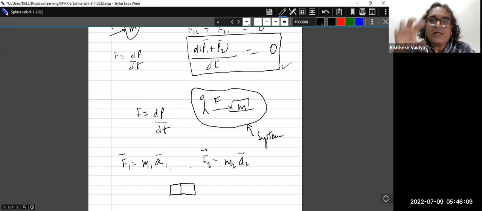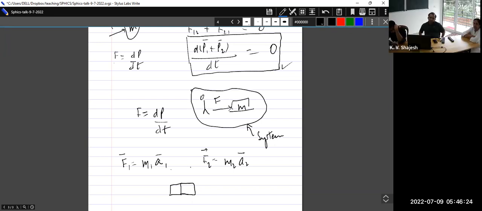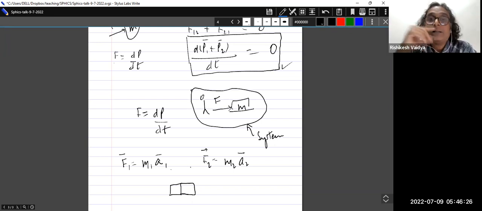The way I look at it, the third law, along with the second law, is intimately connected to momentum conservation, right? So if the third law breaks down, that seems to imply that momentum conservation is in jeopardy.